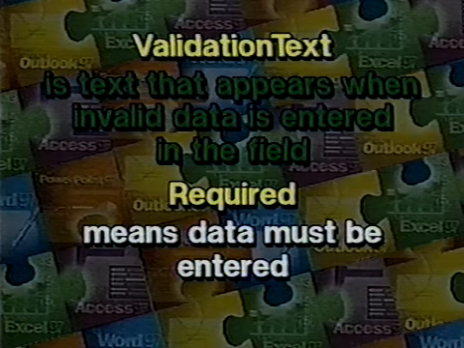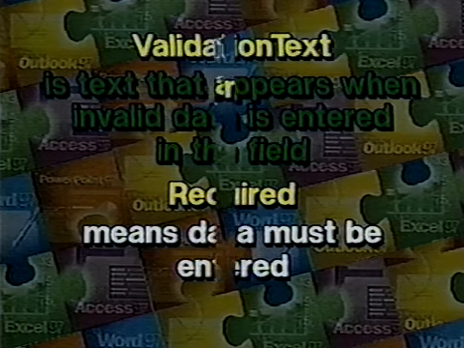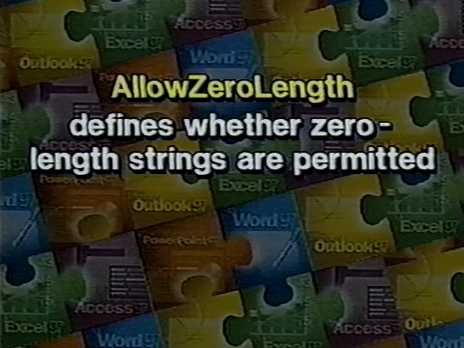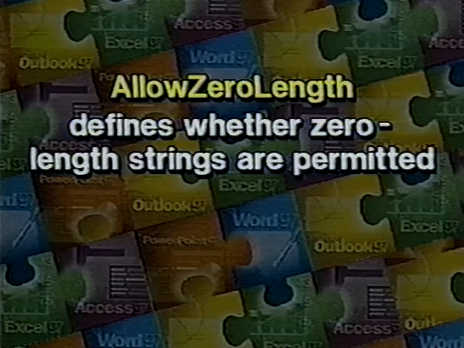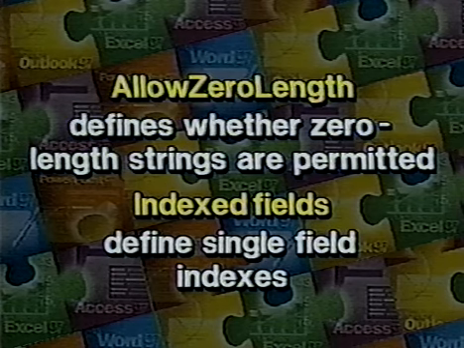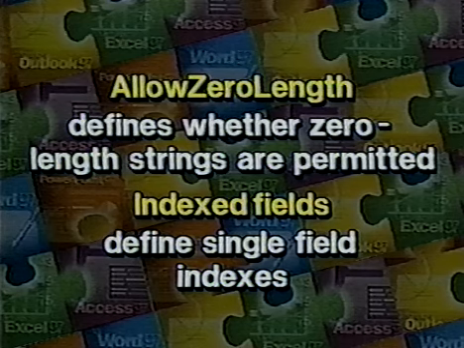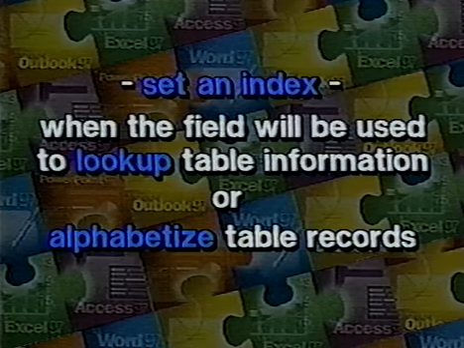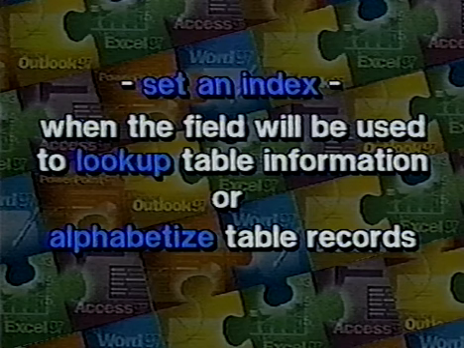Required means data must be entered. Allow zero length defines whether zero length strings are permitted. Indexed fields are used to define single field indexes to speed searches. We set an index if this field will be used to look up information in the table or if we will use it to alphabetize records in a table.